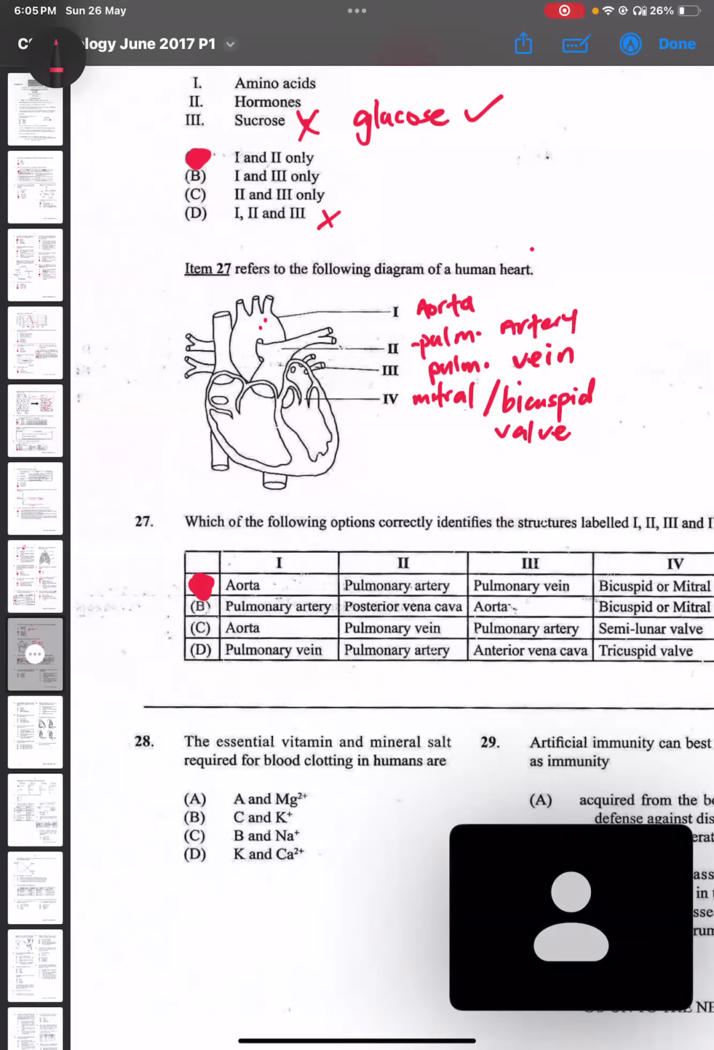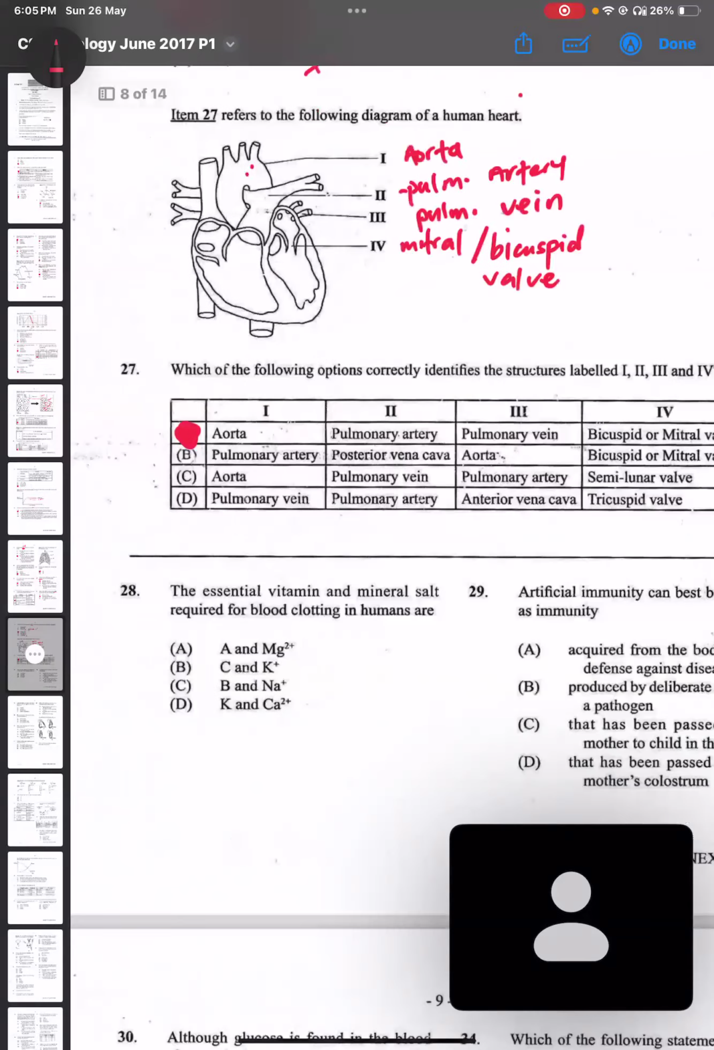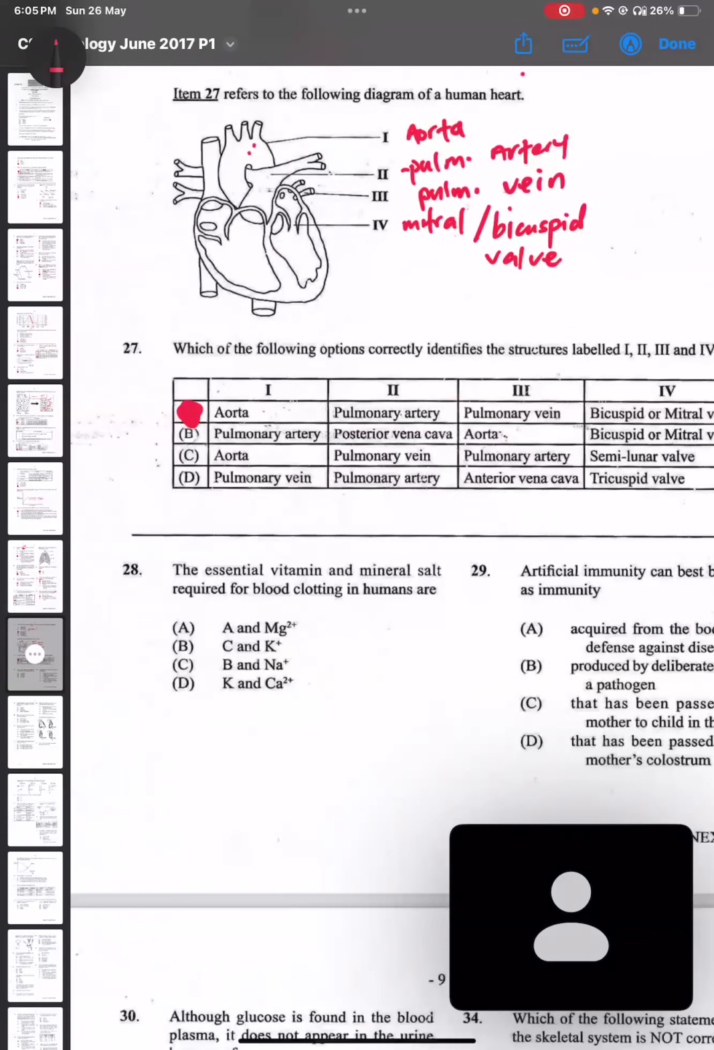28. The essential vitamin and mineral salt for blood clotting in humans are vitamin K and calcium. Both of those are involved in blood clotting. So the answer to 28 is 29.